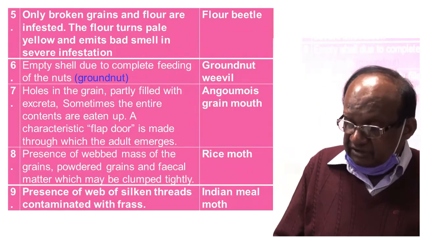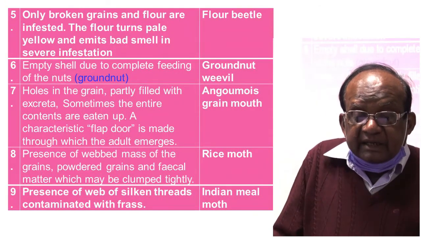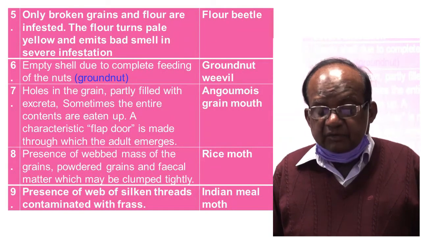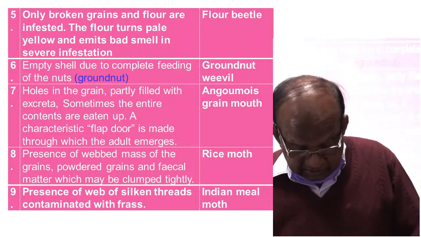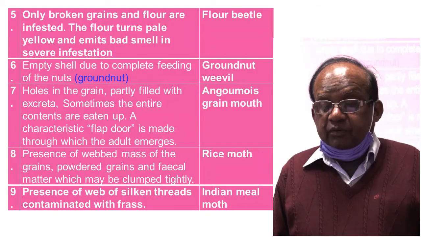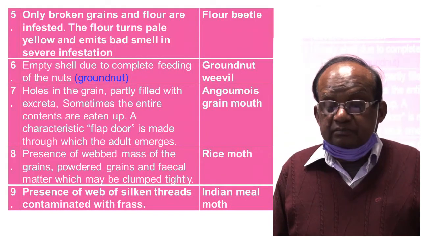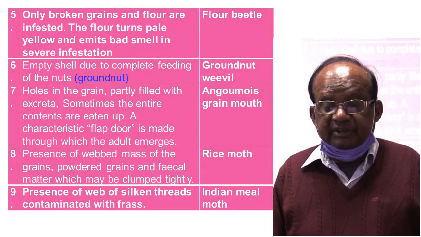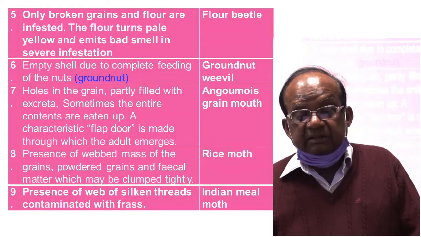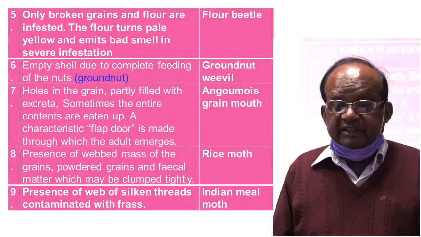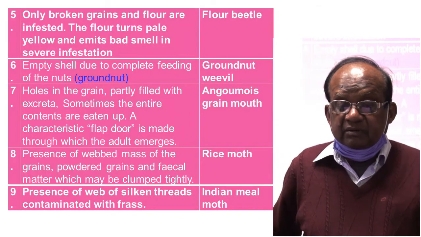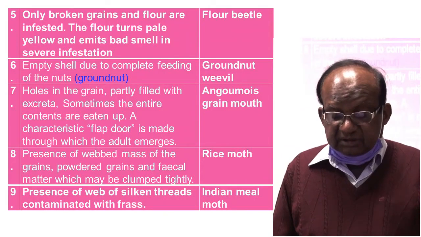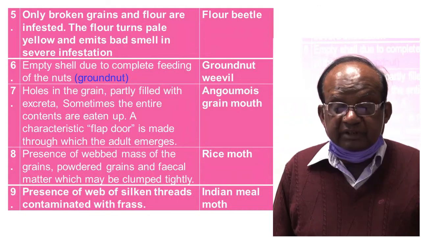Broken grain and flour are infested by flour beetle, a stored grain pest which usually attacks only broken grains and flour. Attack of flour beetle is not found in whole grain. Flour beetle, both adult and grub, can cause damage only to broken grains or flour or maida, suji, etc. The flour turns pale yellow and emits a bad smell in severe infestation. Lumping of that flour is also found in case of attack of flour beetle.